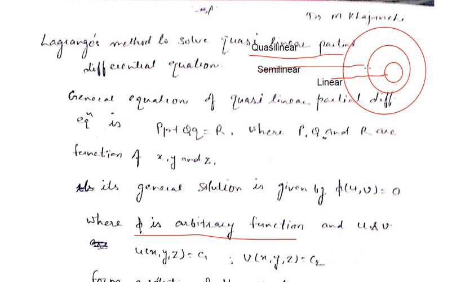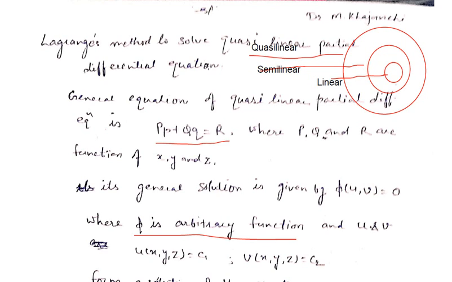Also, the standard form of these equations is Pp plus Qq is equal to R. This we can represent as semi-linear or quasi-linear. If P and Q are functions of x, y, it will be semi-linear, and if P and Q are functions of x, y, z, it will be quasi-linear. So a semi-linear equation is also a quasi-linear equation, but the converse may not be true.